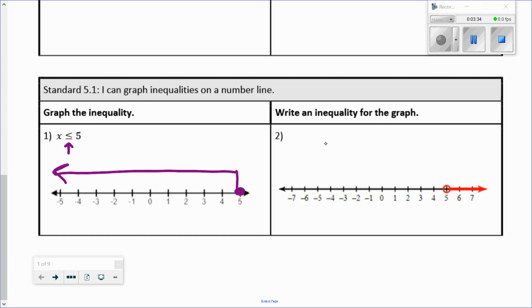Over here, we have to reverse that, so I'm going to do x. I'm going to take the number that I marked on, also 5. Now I have an open circle, and then a line going this way, so I'm going to just match this. X is greater than 5.